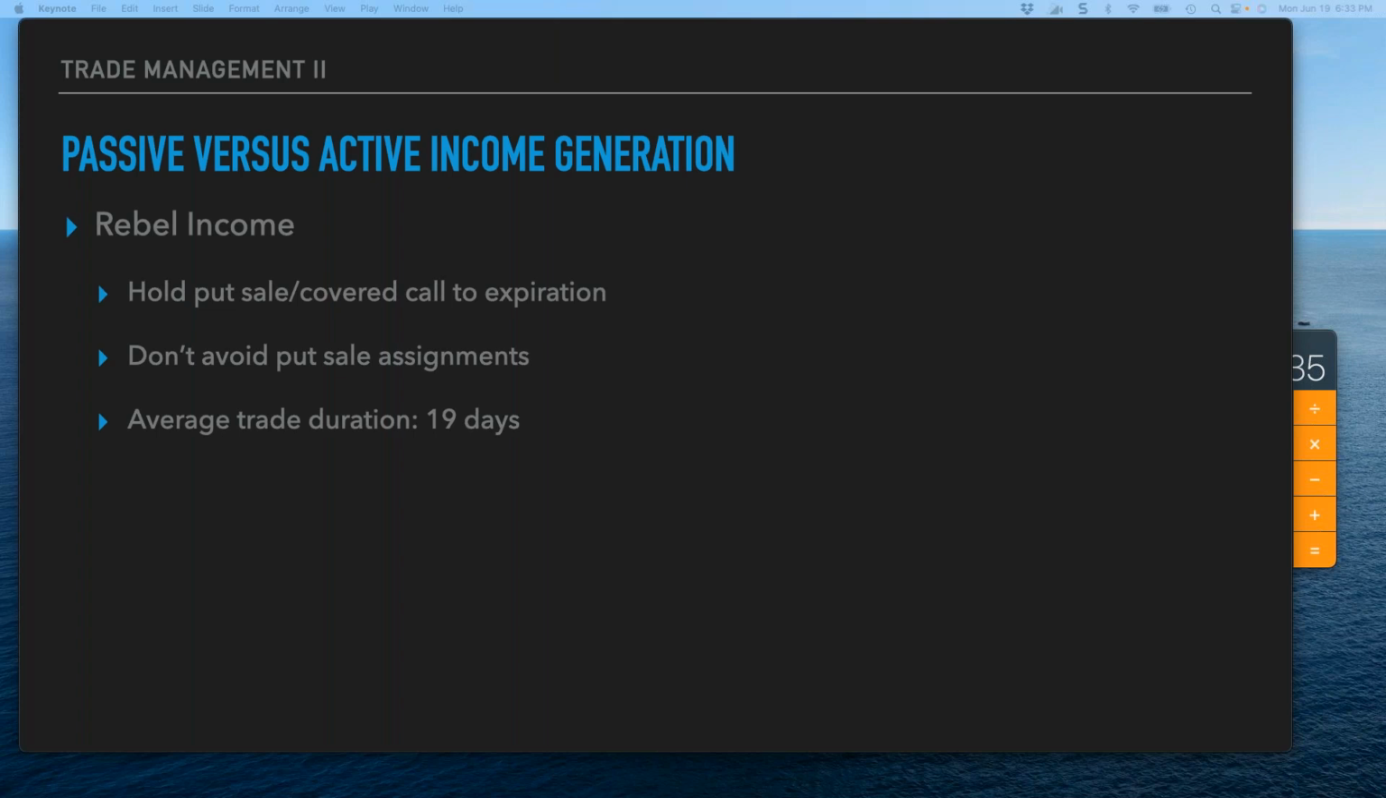Rebel Income, our normal method is to, when you see me highlight a trade, I'm going to hold that put sell or that covered call all the way to expiration, meaning that whatever happens at expiration is what I'm going to accept.